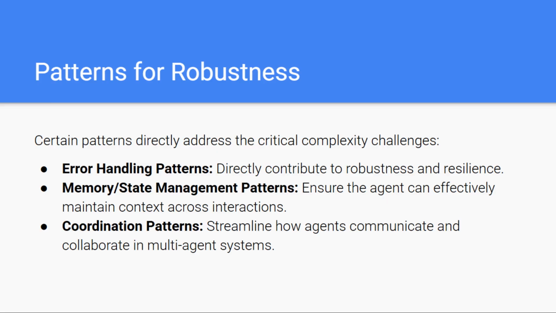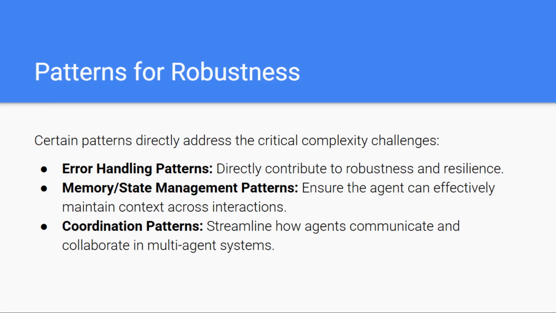Next are the memory and state management patterns. Since agentic systems often operate across long sequences of choices, they must maintain context over time. These patterns establish how agents store, update, and use state, ensuring continuity, accuracy, and smoother user experiences.